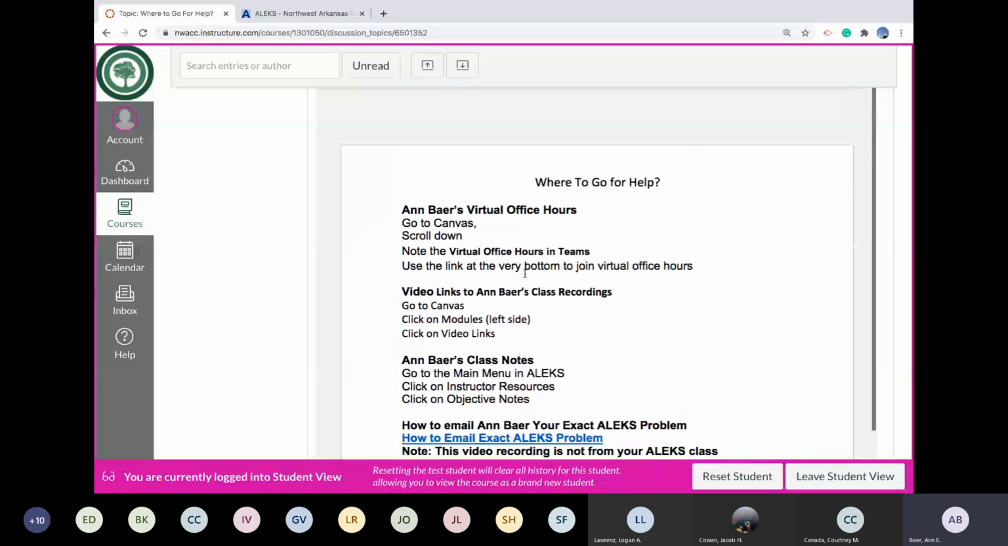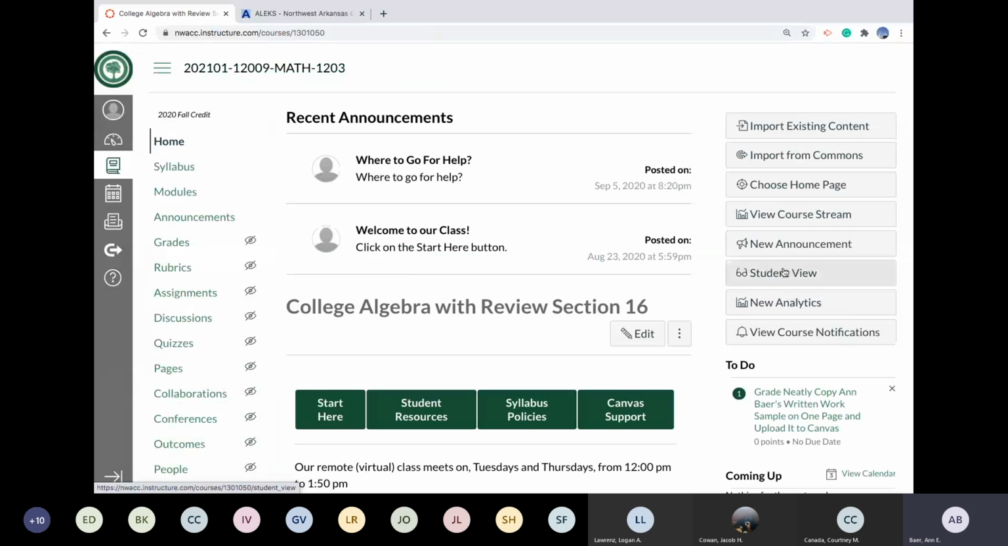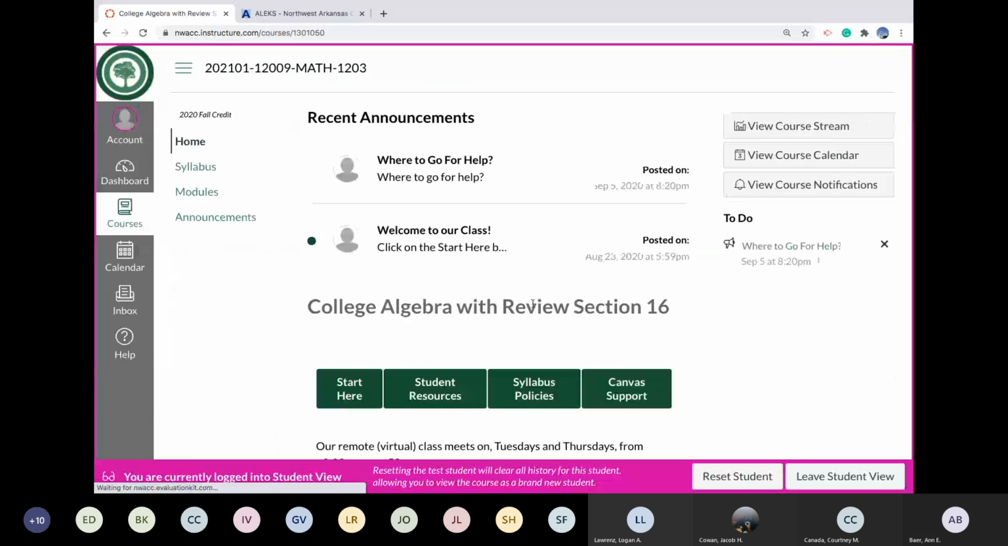Okay, so that's what we want to do. So let's do that. Let me leave the student view for a moment and go back in just to show you. Let's start from scratch so you can see how I did it. So I'm going to go back up here, go to the home page, do student view, and I want to find the video links, modules.